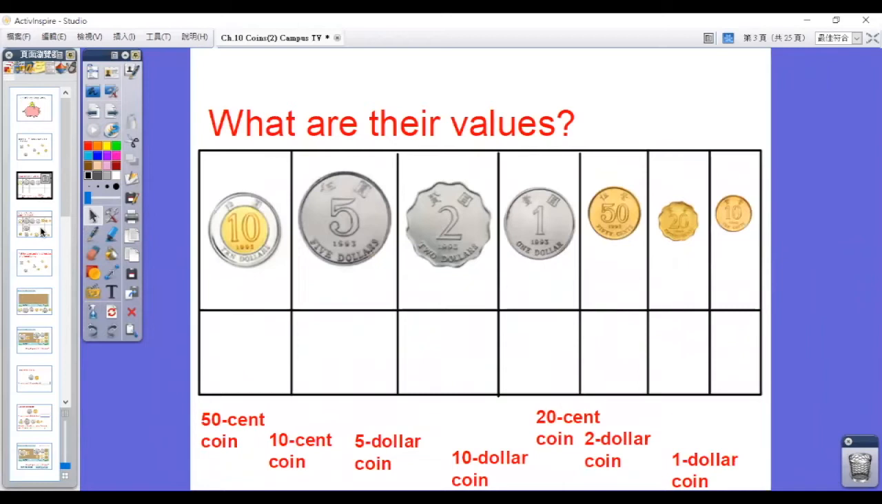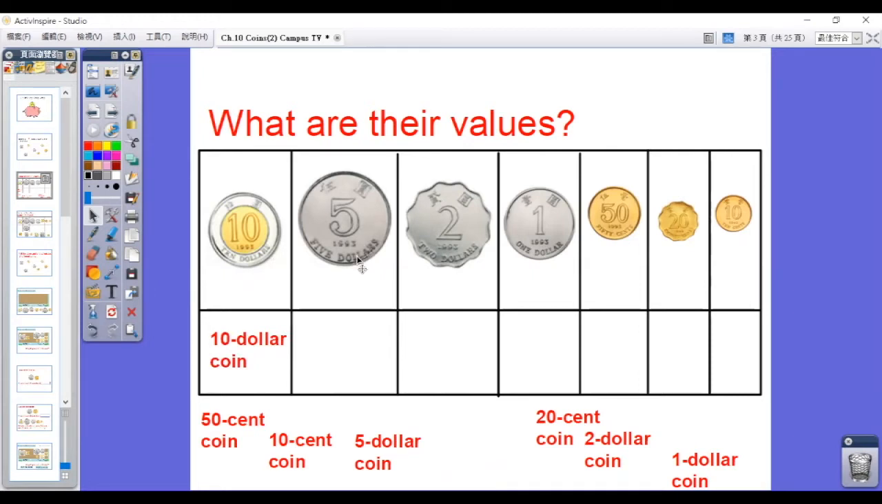Please look at this table. Do you know their values? Can you tell their values? We have to look at the number on the coins to tell the values. The number is talking about their values, so the coins on our left are all dollar coins. The first one, you see number 10 on the coin. So it is a $10 coin. Good job.